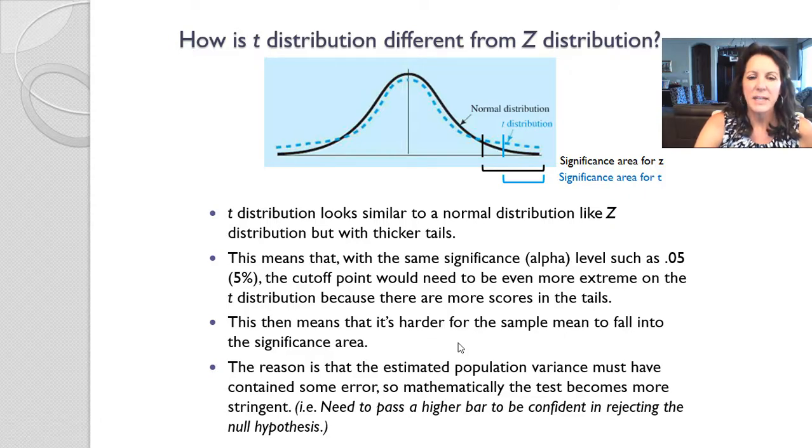This means that it's harder for the sample mean to fall into the significance area. The reason is that because we estimate the population variance, it has to contain some error. So mathematically, the test is more stringent. Just keep this in mind. The t-distribution is flatter. It has thicker tails, but it becomes more like the z-distribution as the n increases. If we have a larger sample size, our t-distribution is going to look very much like the z-distribution. Think of it this way: the t-distribution approximates the z-distribution with larger sample sizes.